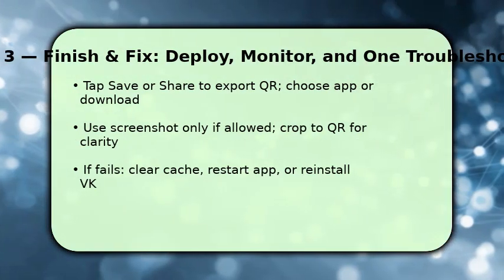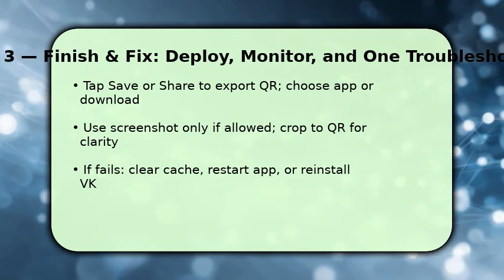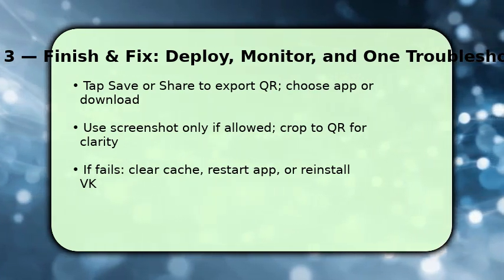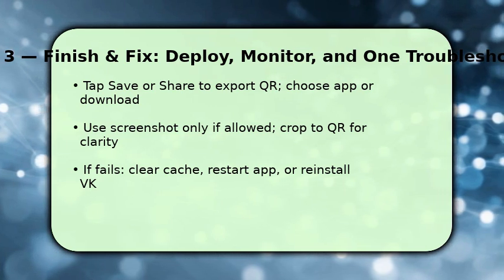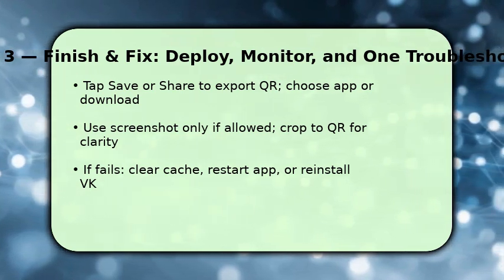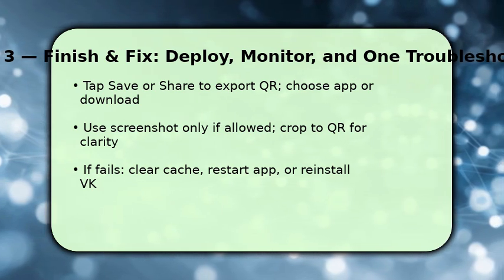To finish, tap My QR, then use Share to send it via another app or Save to download the image to your gallery. This makes distribution simple. If VK blocks saving, take a clear screenshot and crop to the code, but make sure privacy settings permit this.